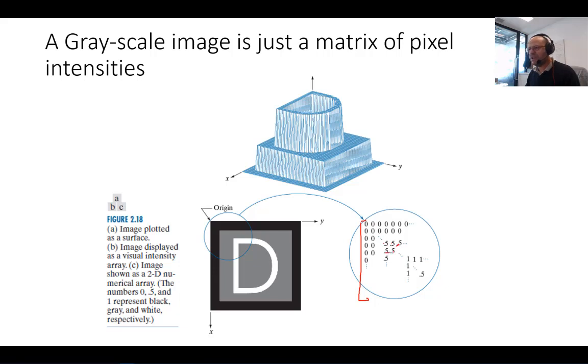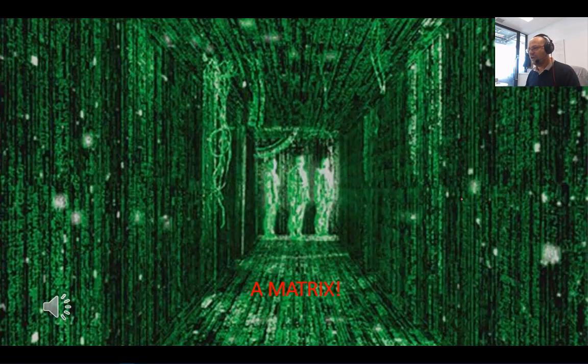Right? I hope this became clear, because this is the most basic notion that you need to understand the processing, and also to understand that we all live in the matrix. Sorry to tell you, the only thing that our eyes see is a matrix, and everything that we process in computer vision is a matrix.